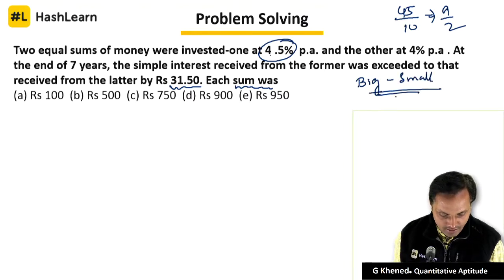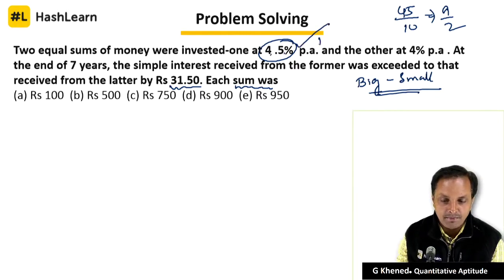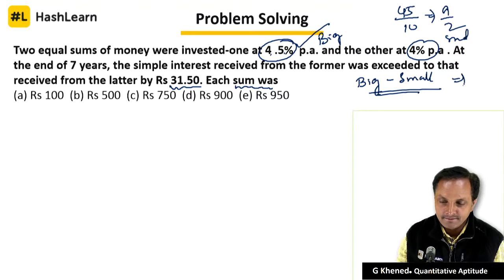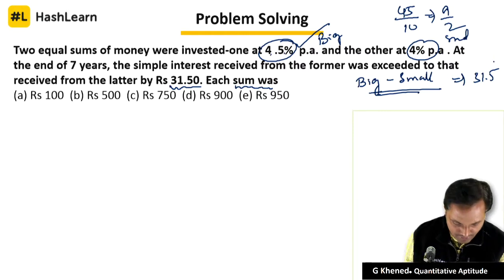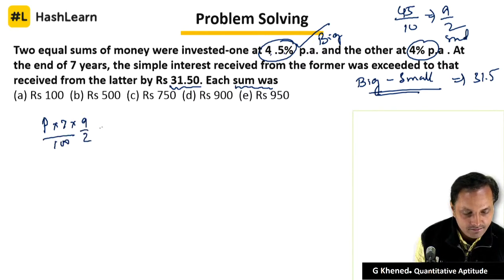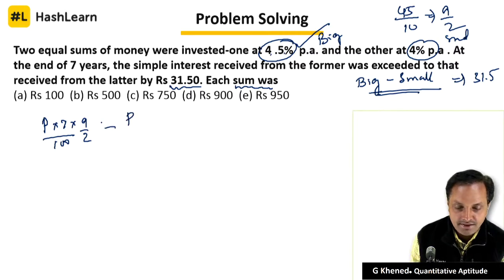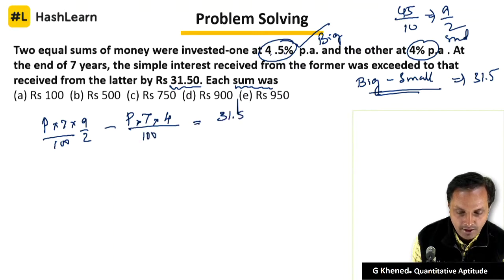Okay, so here which one is the bigger? 4.5, that is 9 by 2%. This will be your bigger percentage and this will be your smaller one, and when you take that, it gives you 31.5 as the difference. So use the formula. What is the formula you have? P, time is 7 years, that is 9 by 2 into 100, minus principal is given P, 7 years into 7 into 4 divided by 100, and that should be equal to 31.50.